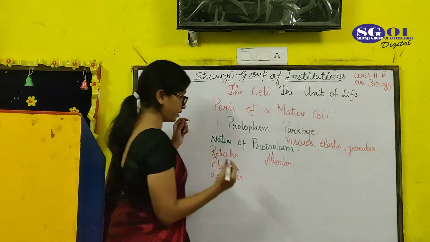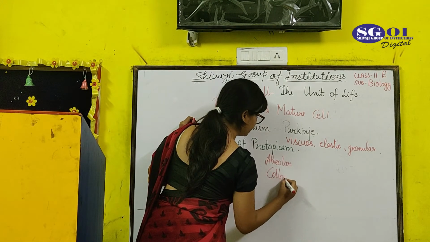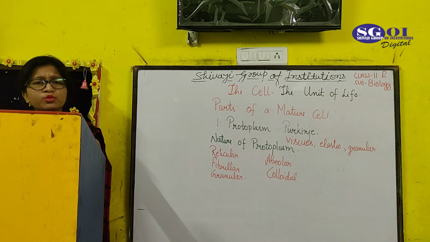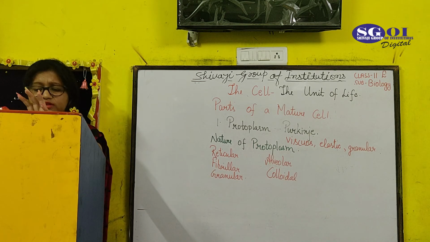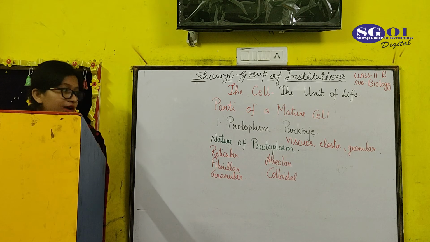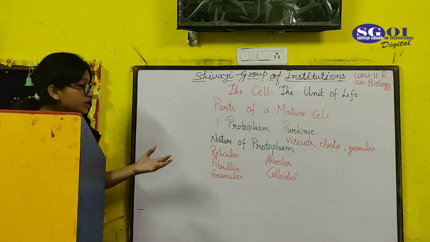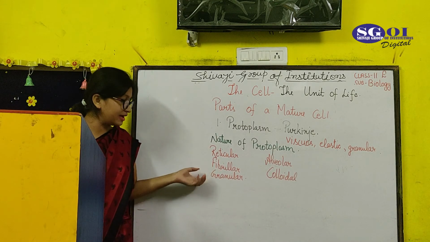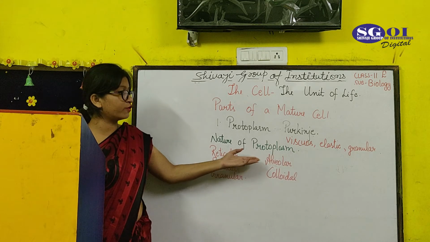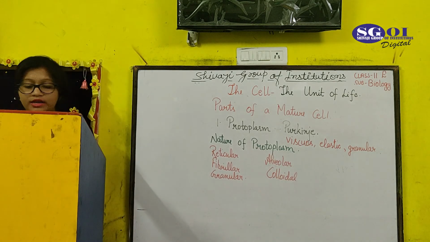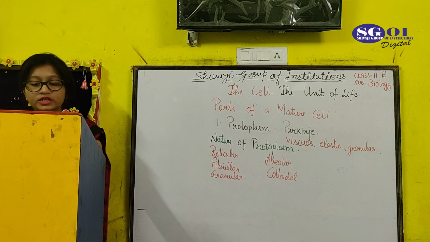After that, the last theory, which is colloidal theory. This is the most advanced and modern theory, given by Fischer and Hardy. In this case, protoplasm is a complex heterogeneous polyphasic structure. These are the theories which explain the nature of protoplasm, whether it is reticular, whether it is thread-like and slender, whether it is granular, whether it is emulsified, or whether it is an advanced heterogeneous structure. So this is about the nature of protoplasm.